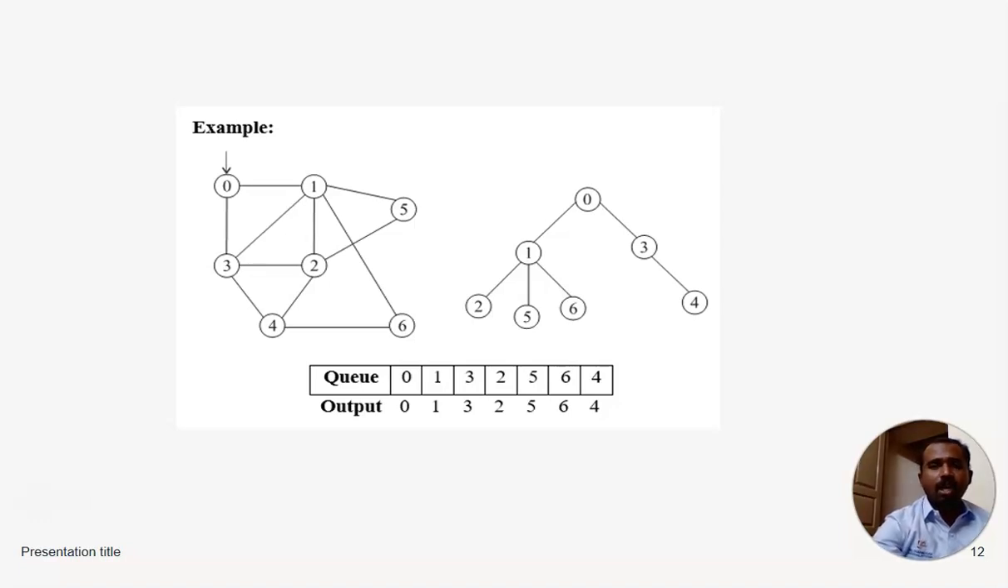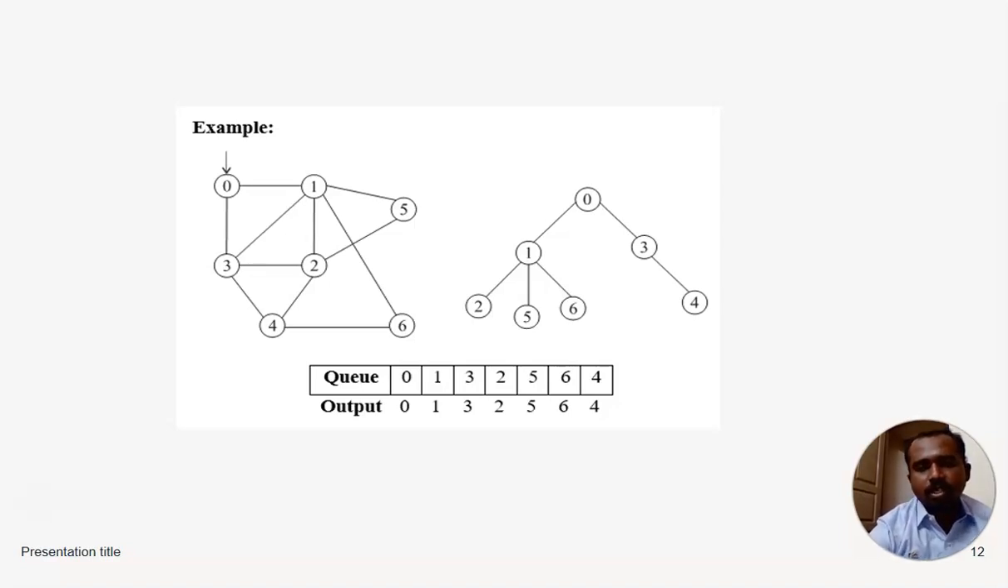0's neighbors are 1 and 3. I have implemented 0 as the root node with neighbors 1 and 3. Next we move to 1. 1's neighbors are 5, 6, 2, 3. The 3 is already visited, so I take 2, 5 and 6. Next we move to 3. 3's neighbors are 1, 2, 4. 1 and 2 are already visited, so they are skipped. We directly move to 4. So 3's neighbor is 4, and simultaneously we move to the queue implementation.